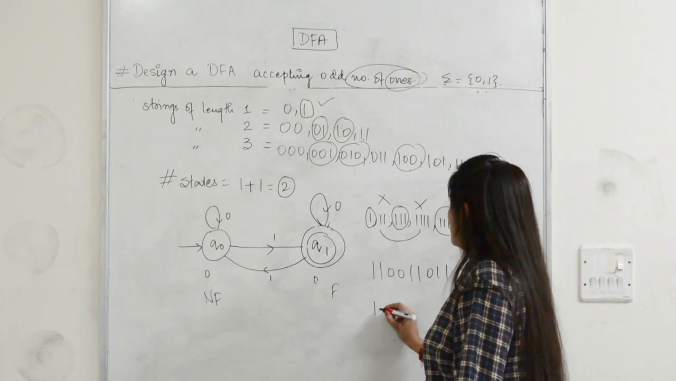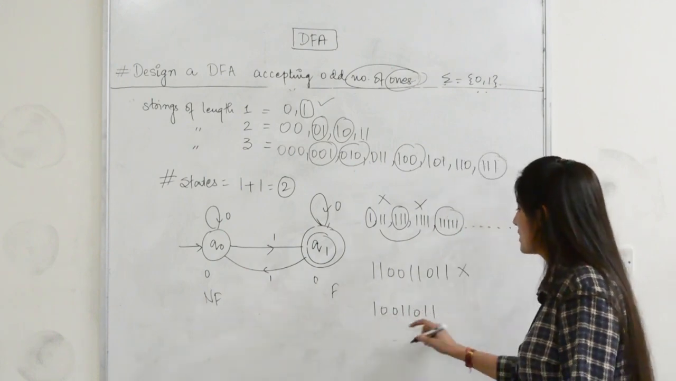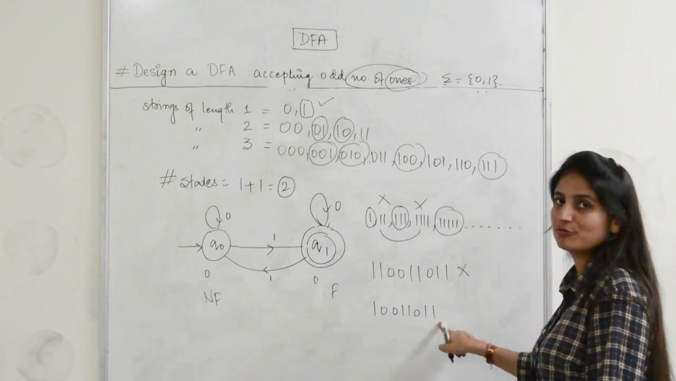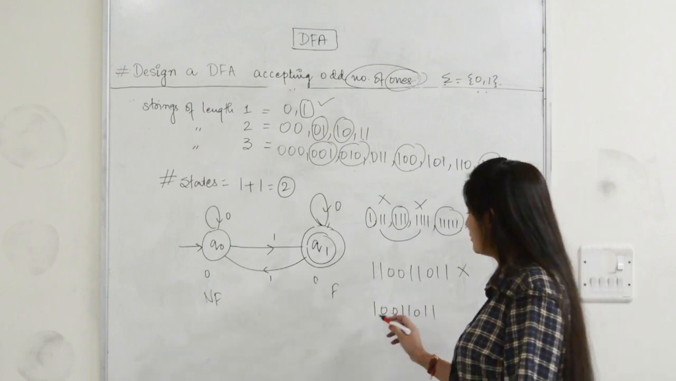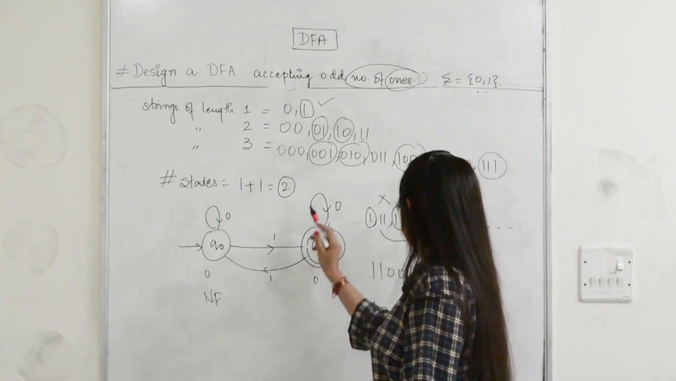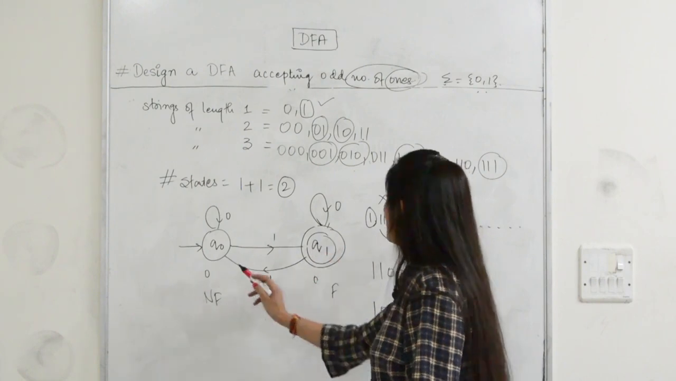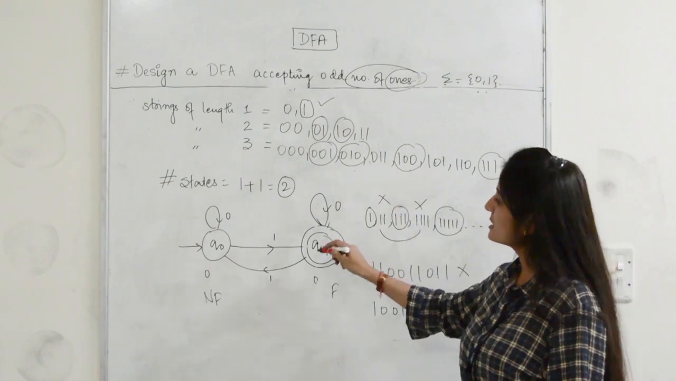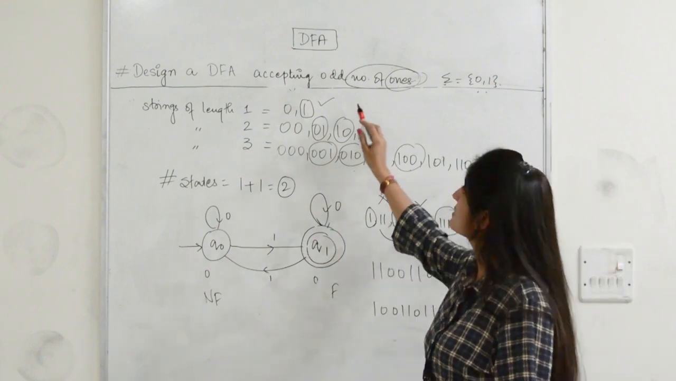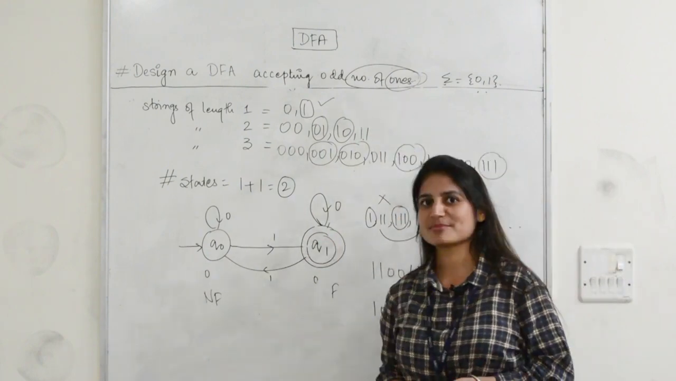Then take one more example. How many ones does it have? 1 2 3 4 5, 5 ones, which is an odd number of ones. So it has to be accepted. Then verify it: 1 0 0 1 1 0 1 1. So it is being accepted. So we can clearly say that this particular DFA accepts all the strings having an odd number of ones. So this is the correct DFA for this. Thank you so much.